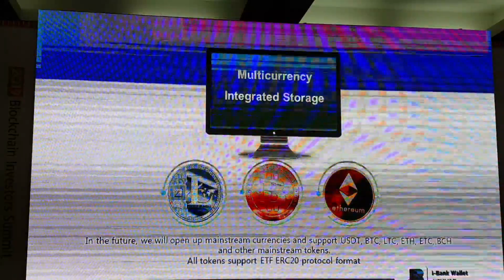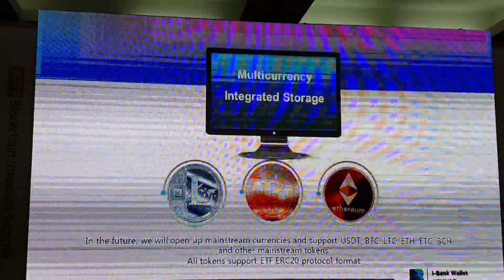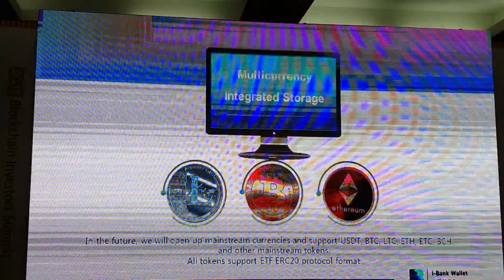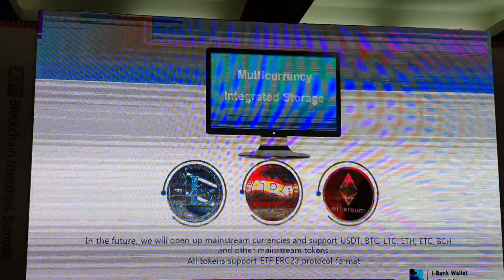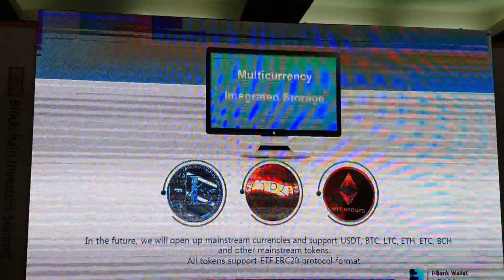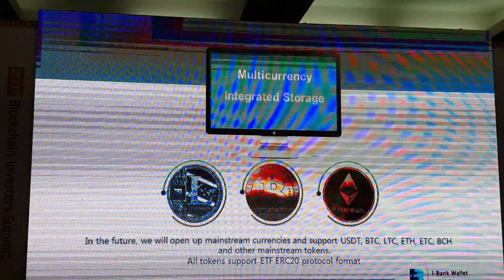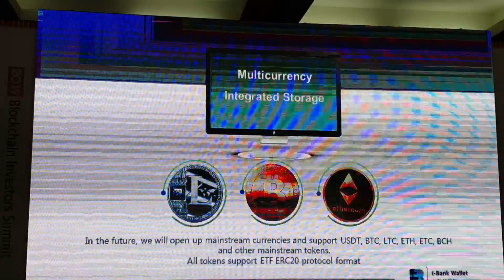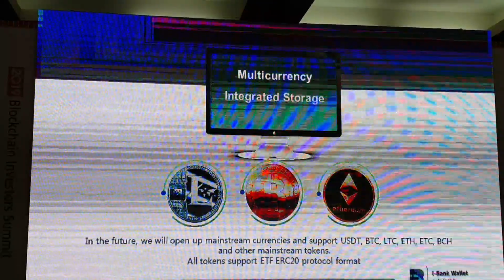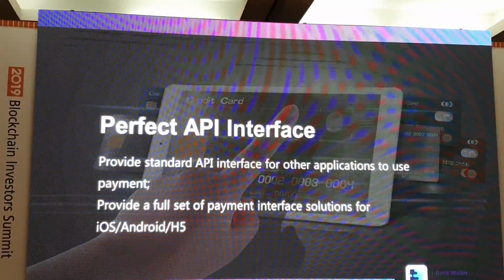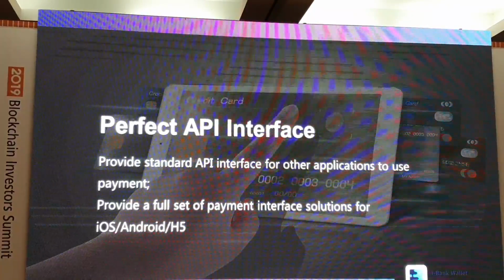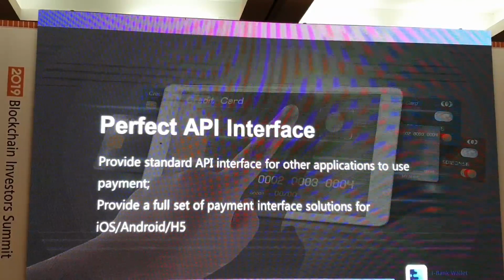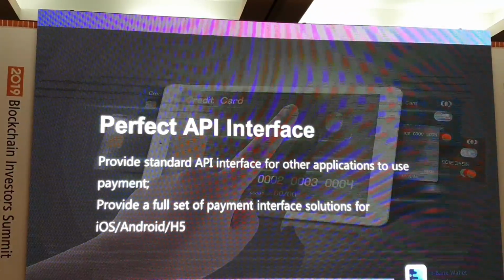Multi-currency integrated storage: LTC, BTC, ETH. In the future, we will open up the mainstream currencies and support USDT, BTC, LTC, ETH, and BCH, and other mainstream tokens. All tokens support the ERC20 protocol format. We also have an API interface. We provide a standard API interface for other applications to use for payment, and a full set of payment interface solutions for iOS, Android, and web clients.